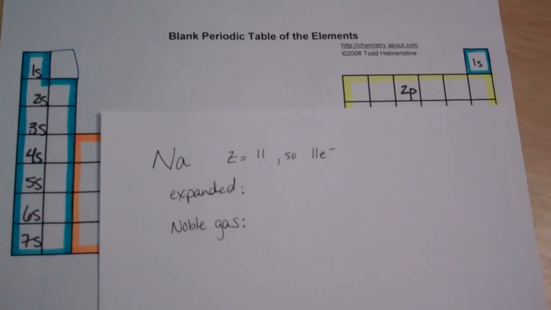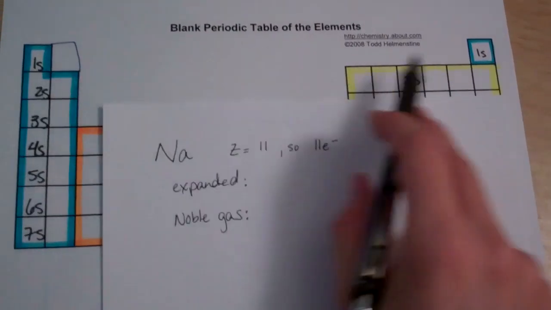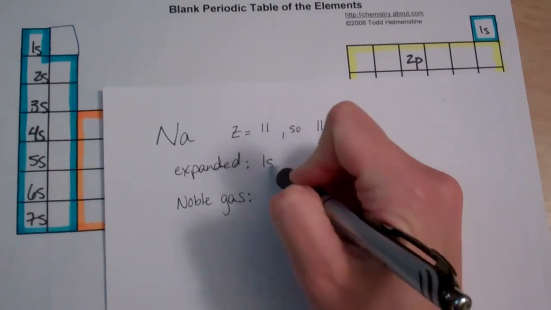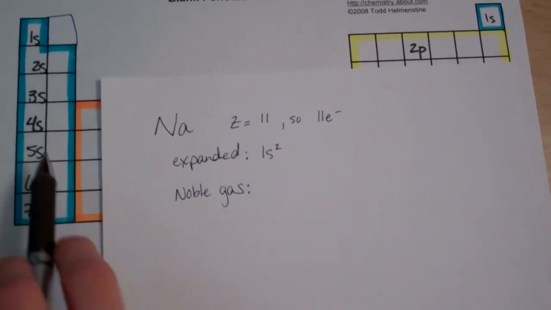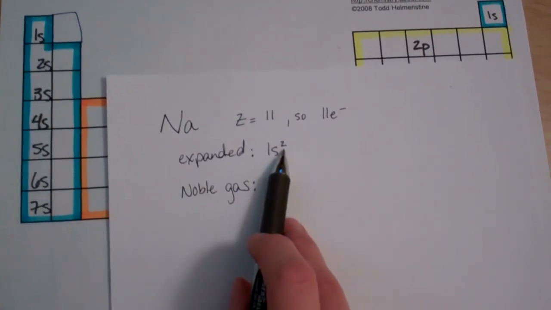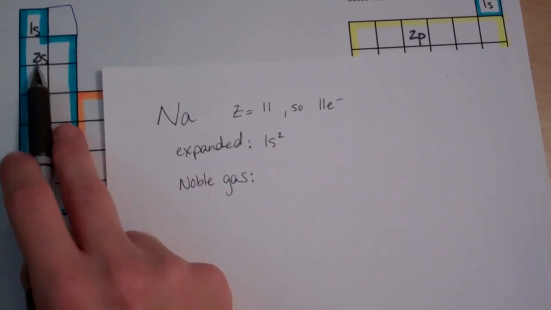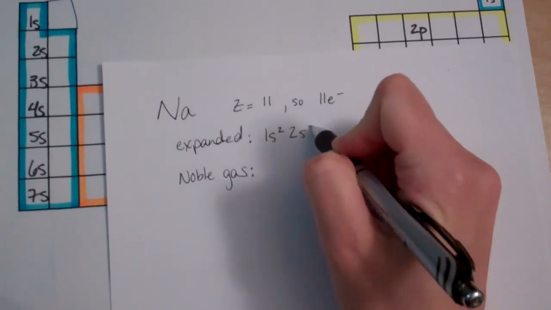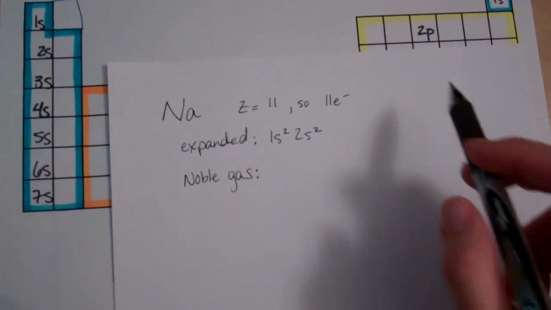So when we start to write the expanded notation, we start with the 1s and put 2 electrons in the 1s orbital. So we write 1s2. We're up to 2 electrons, we need 9 more. We move down a row, we fill the 2s orbital, so we write 2s2. We're up to 4 electrons.